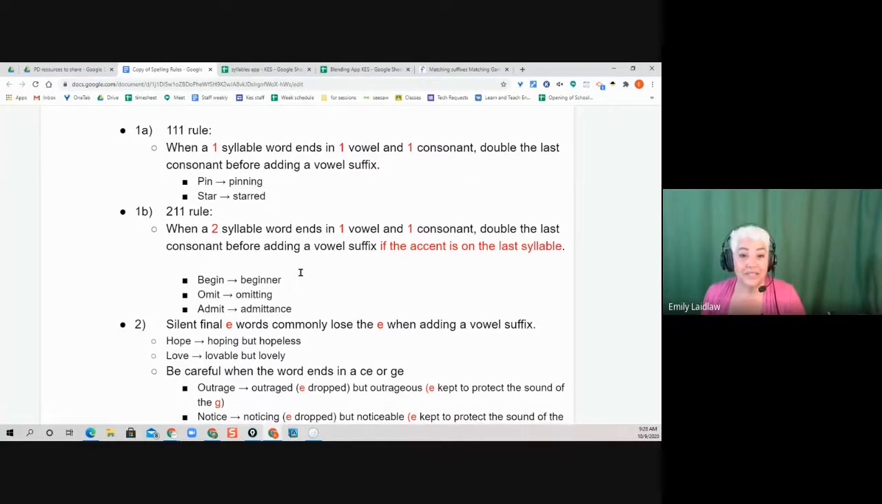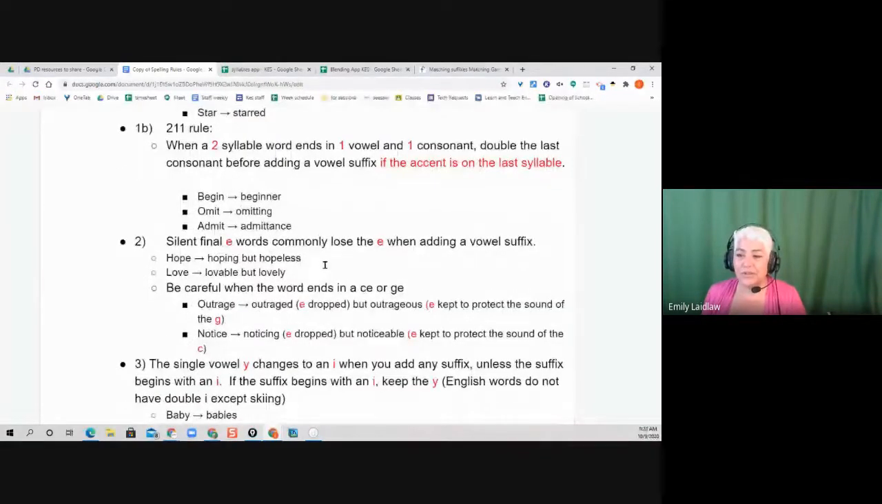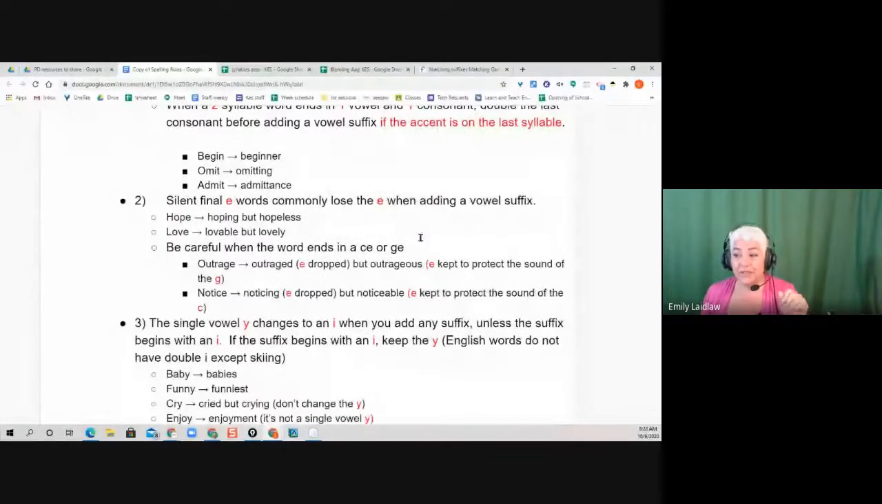Okay, why does this matter? It matters for reading, and I'm going to show why it matters for reading. We get to the silent E rule. The silent final E words commonly lose the E when you add a vowel suffix. So hope, when I want to go to hoping, I drop the E. But I keep it in front of a consonant suffix, so it's hopeless, the E stays there. And love becomes lovable, drop the E, but the E stays there for lovely. So this is why we have to know what's a vowel and what's a consonant, so you know when to apply these rules.